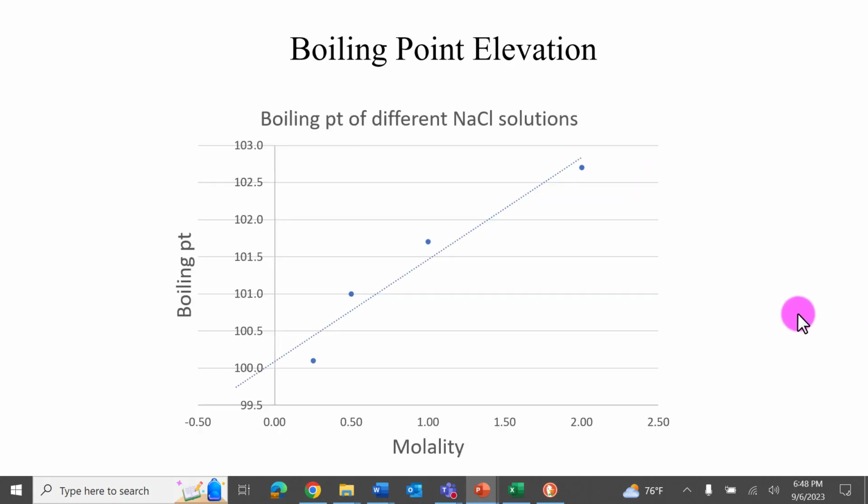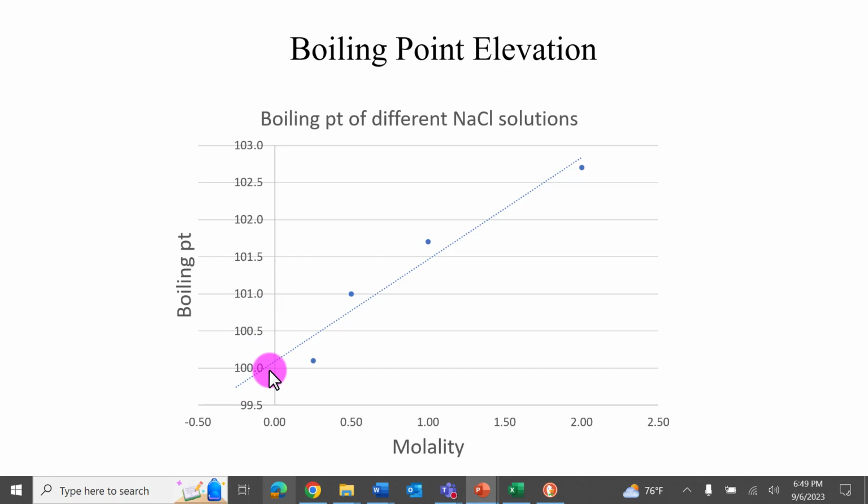And this is kind of what it would look like. You will have molality on the x-axis at the bottom and boiling point on the y-axis. Make sure that you label the axes, put a title on your graph, and then, just like you are shown in the graphing video, do a linear fit to your data and extend or extrapolate that fit until it crosses the y-axis.